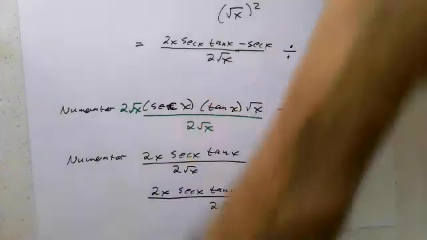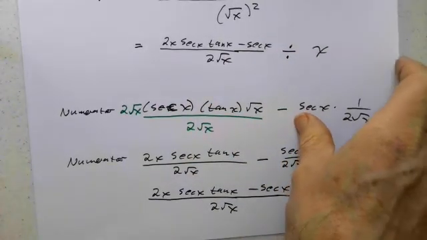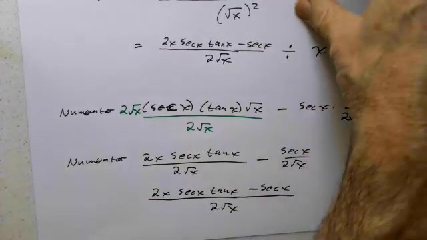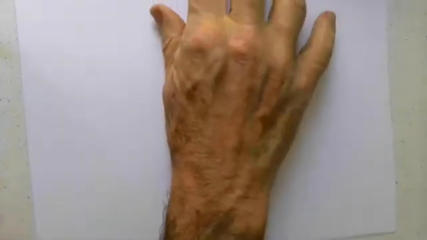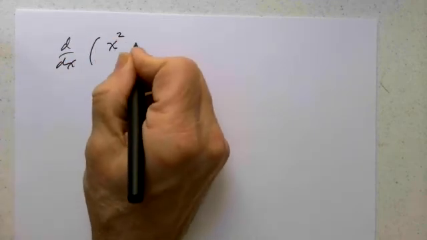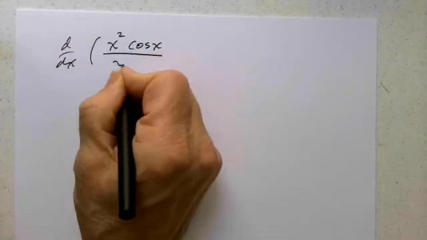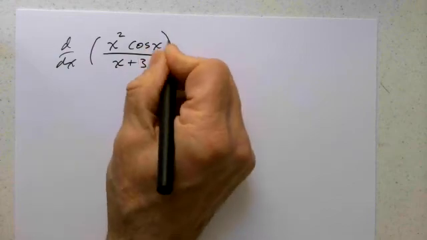And let's just do one more. How about one that combines a couple different things? What if I have the derivative with respect to x of x squared cos x over x plus 3.